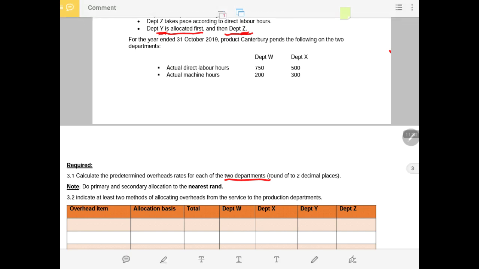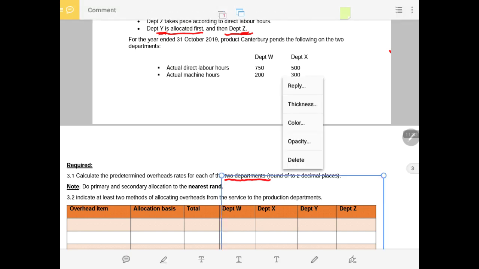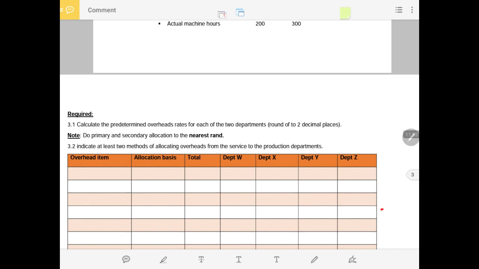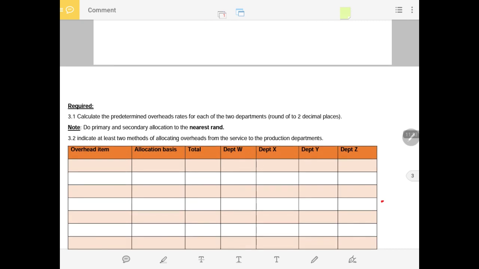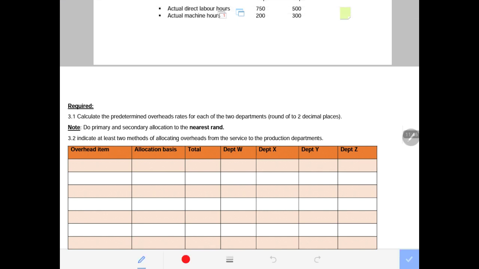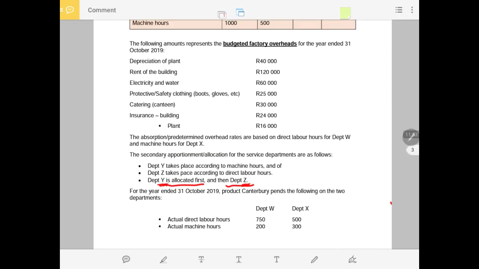Now we come to the second part, where we are to indicate at least two methods of allocating overheads from the service department to the production department. It could be machine hours and labor hours. Then, after we have the table that is provided for you, I'll just be writing in this table. So now let's go to our overheads and we allocate our overheads.